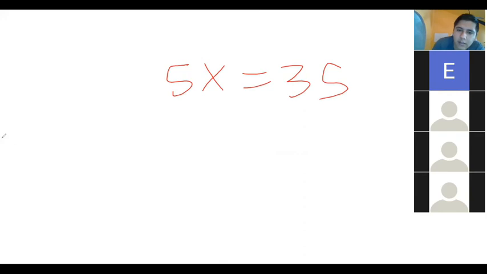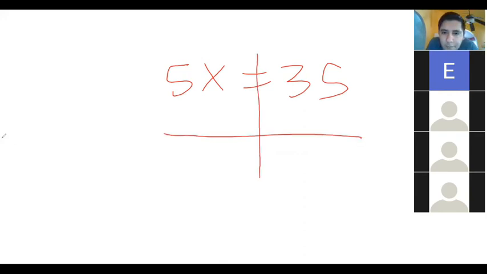Okay, now let's look at another example. Let's say 5x equals 35. So again, I always like to draw that line because that separates my equation in 2. So we have 5x. When we have a number and a variable together, what does that imply? What are we doing?